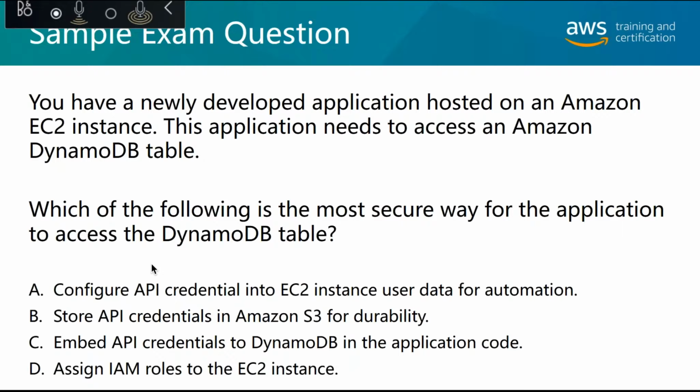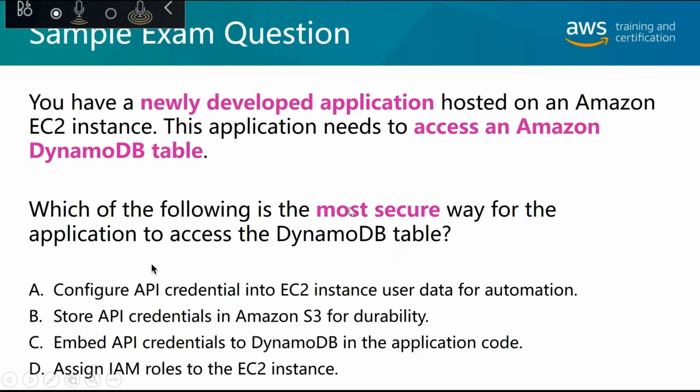Okay, you have a newly developed application hosted on an Amazon EC2 instance, and this application needs access to Amazon DynamoDB. So you have an application that you wrote, that you're running on EC2, and it needs some kind of dynamic, or temporary credentials, I should say, that are dynamically created, and that way you don't have to maintain them. Which of the following is the most secure way for the application to access DynamoDB?